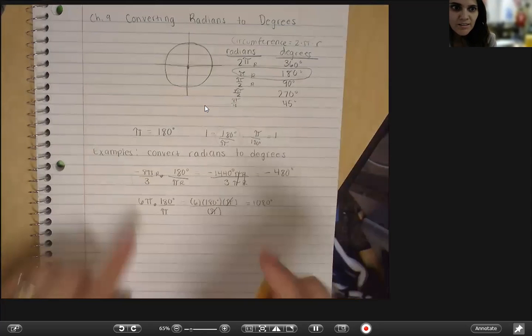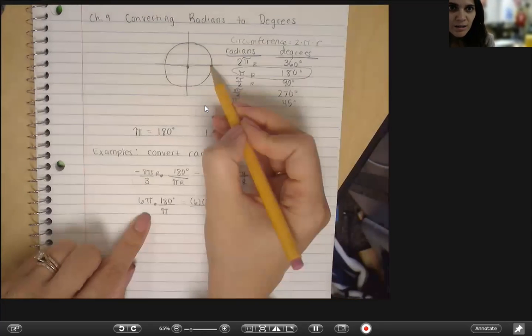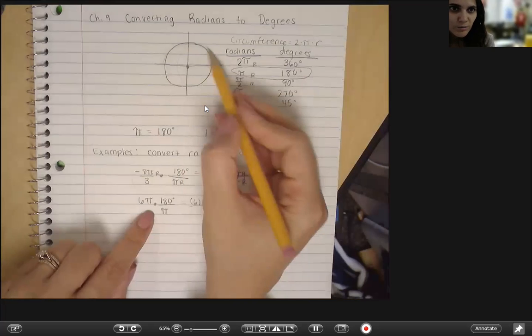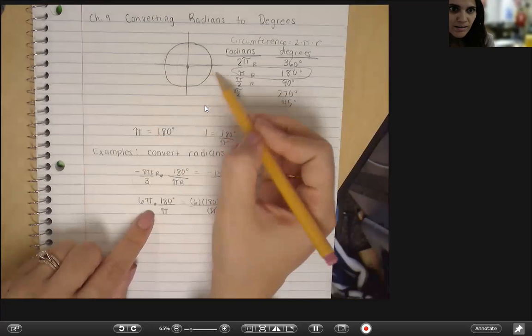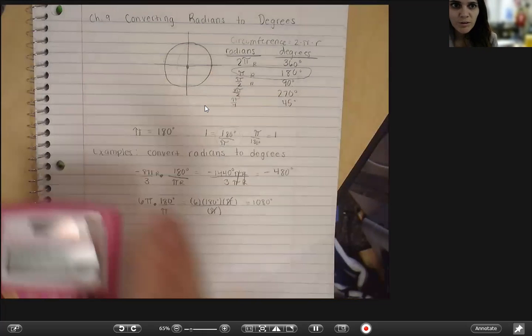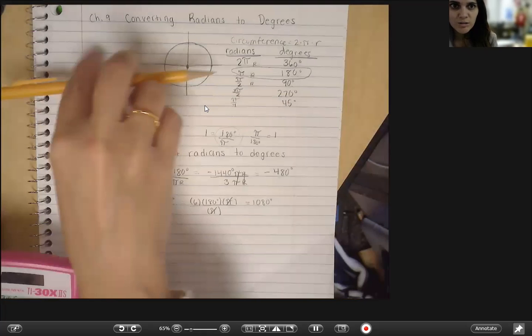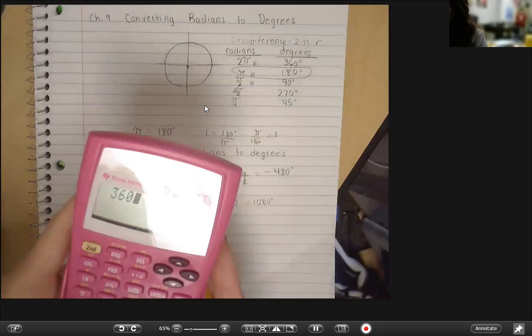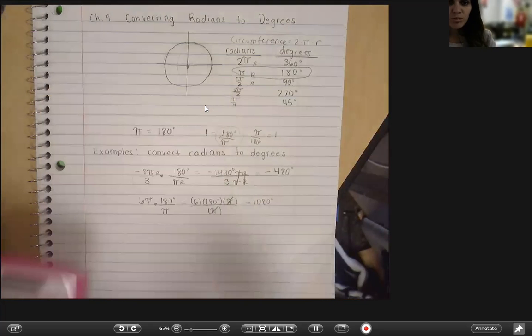Let's see, does that make sense? Well, I know 6 pi would be going around the circle 3 times, because 2 pi, 4 pi, 6 pi. Is 1080 going around the circle 3 times? If I were to jump off my snowboard and do 3 circles, how many degrees would I get? What's 360 times 3? 1080. Perfect. So that works.